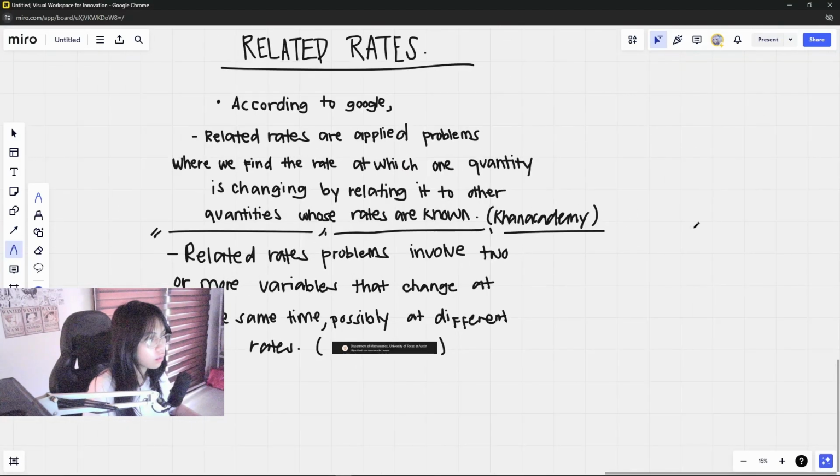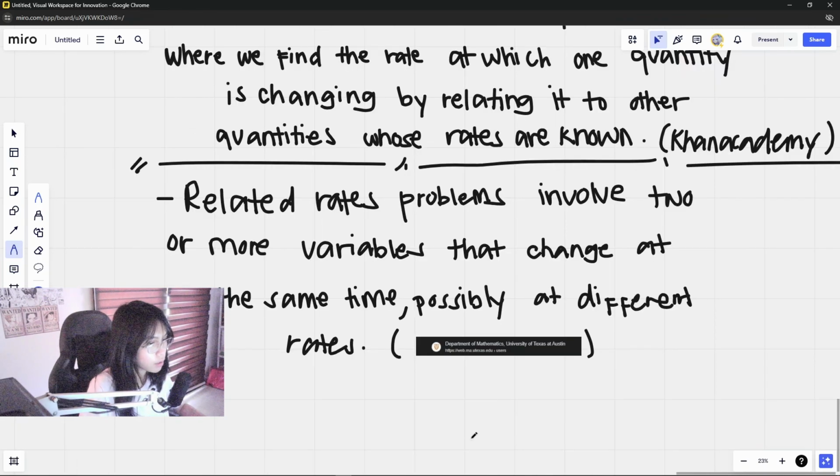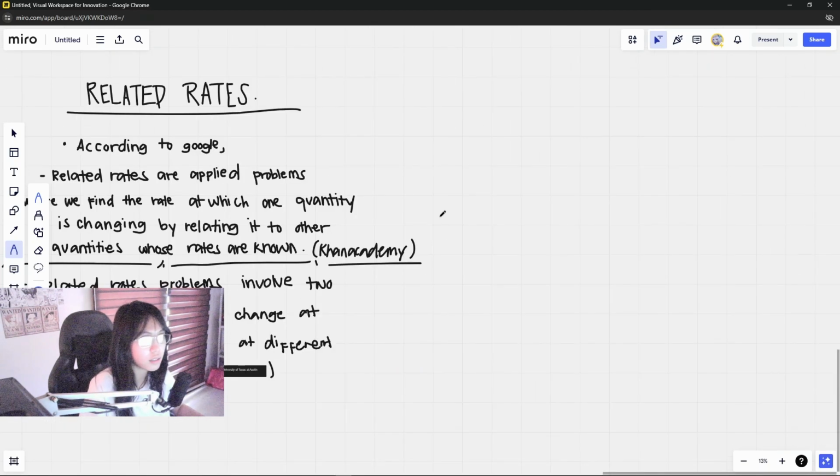Okay, so for the next topic, meron tayong related rates. So, ano nga ba yung related rates? According to Google, related rates are applied problems where we find the rate at which one quantity is changing by relating it to other quantities whose rates are known. Or, related rates problems involve two or more variables that change at the same time, possibly at different rates. So related rates, sa pagkakaintindi ko, malalaman mo kung gaano kabilis magbago yung isang bagay in relation to each other.